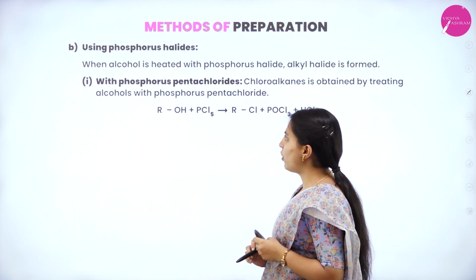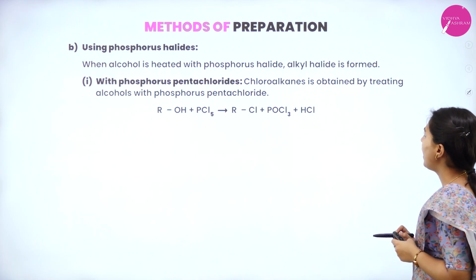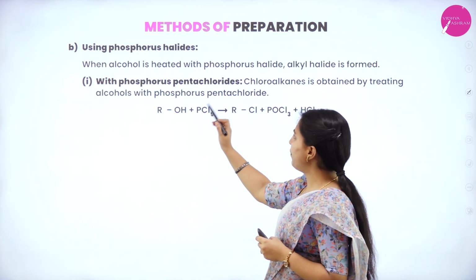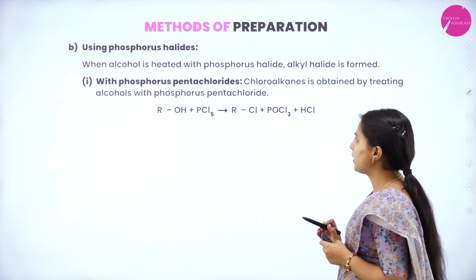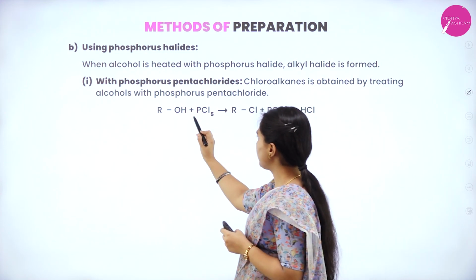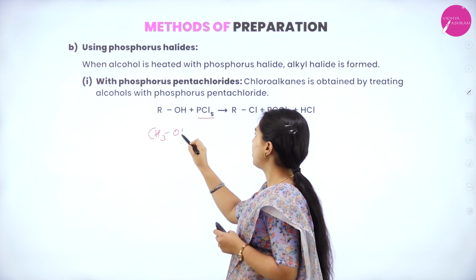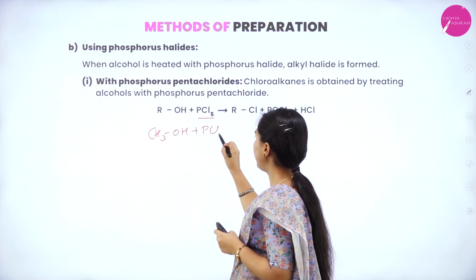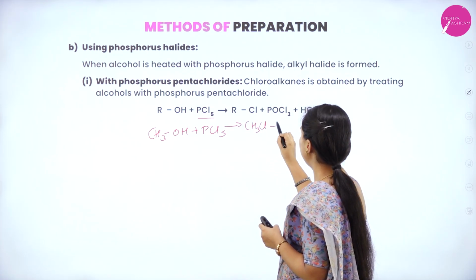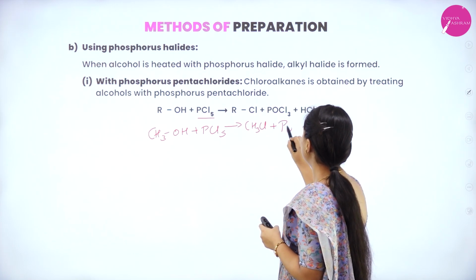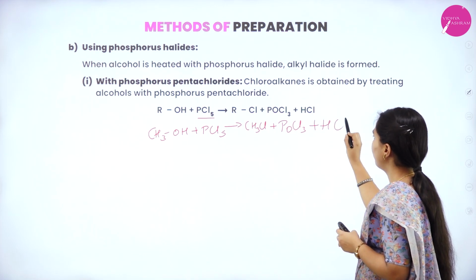Next one, using phosphorus halides. When alcohol is heated with phosphorus halide, alkyl halide is formed. With phosphorus pentachloride, chloroalkanes are obtained by treating alcohols with phosphorus pentachloride. Here also you can use CH3OH with phosphorus pentachloride. CH3Cl will be formed, along with phosphorus trichloride plus HCl.